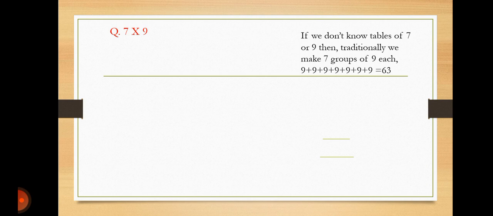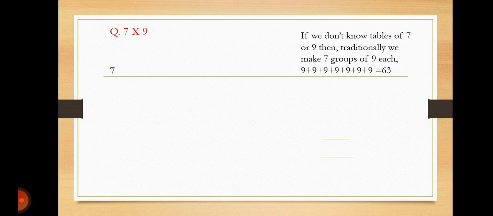Then the traditional method is we make 7 groups of 9 each. So basically we are doing addition, 7 times 9. That is 9 plus 9 plus 9, 9 plus 9 plus 9 plus 9, which adds up to 63. Now I have brought a short trick for you all.